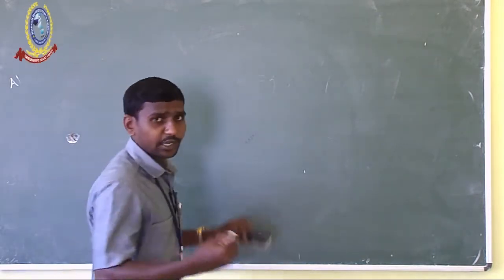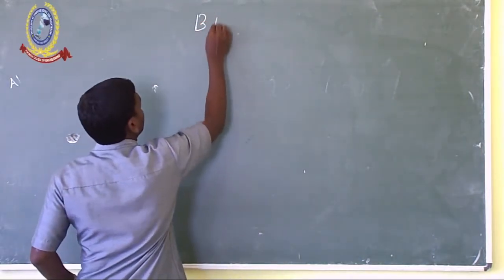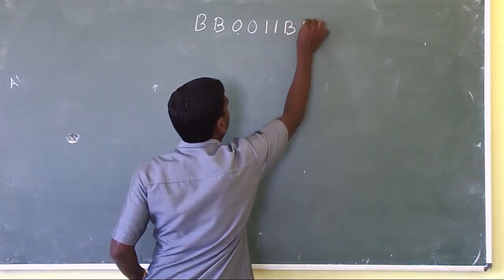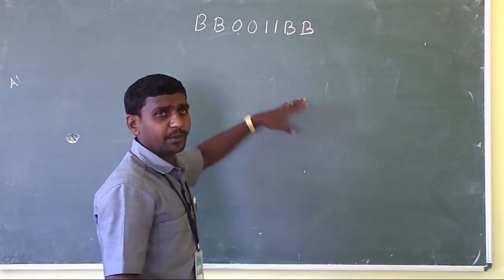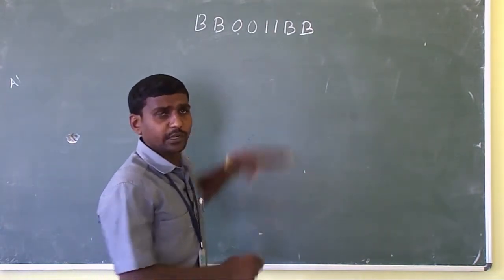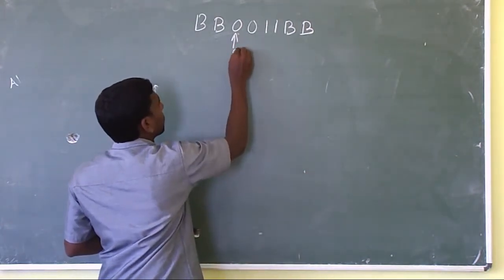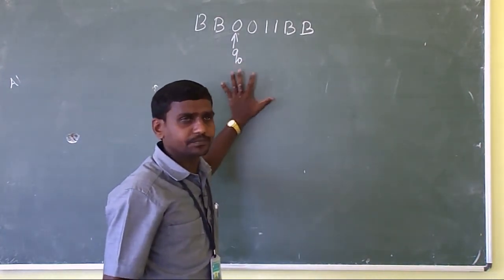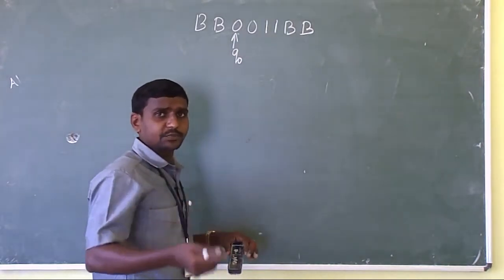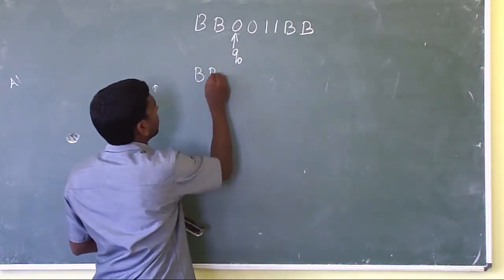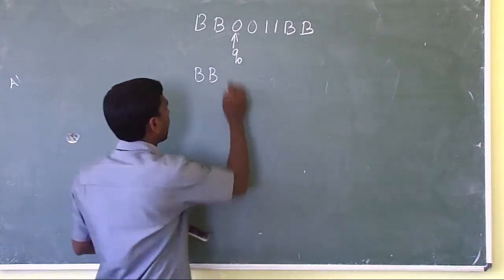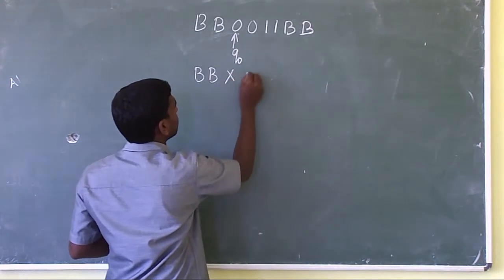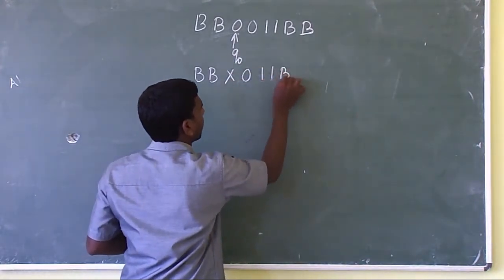See how it is simulated. We know the tape has blank, blank, 0, 0, 1, 1, blank, blank. This should be present inside the Turing machine. This is Q0, the initial position of the Turing machine. The next step is to replace this 0 by x. So now the tape is x 0 1 1 blank blank.